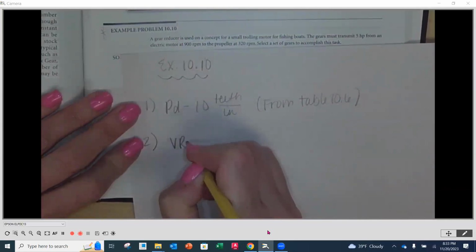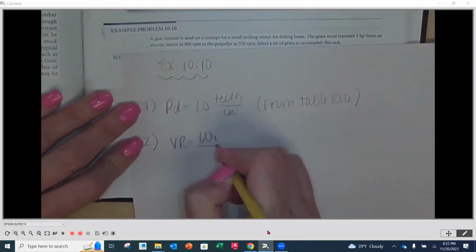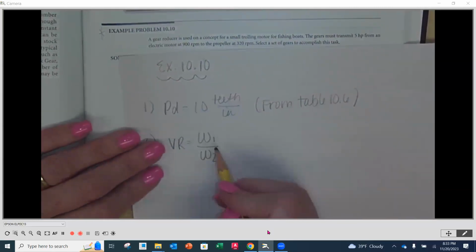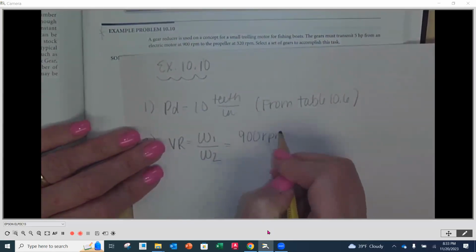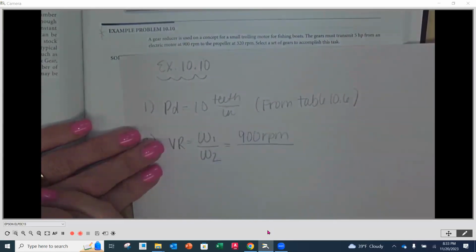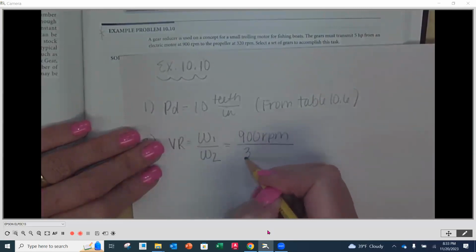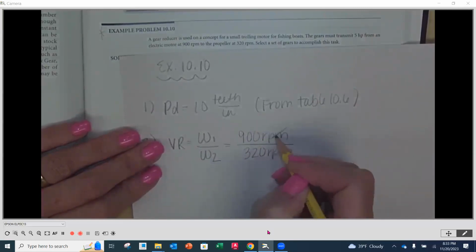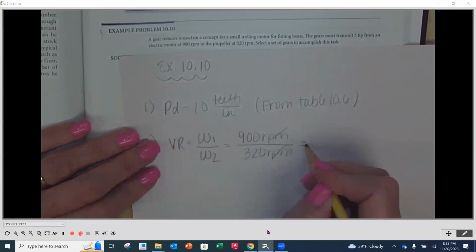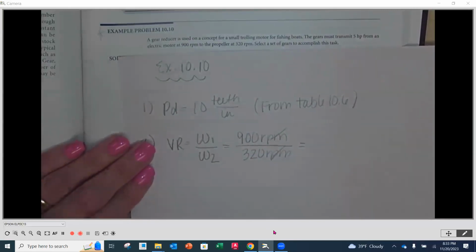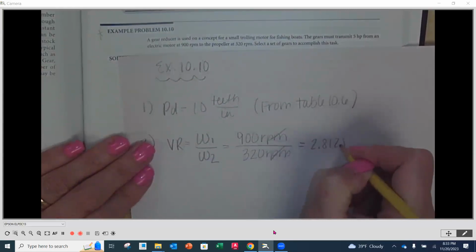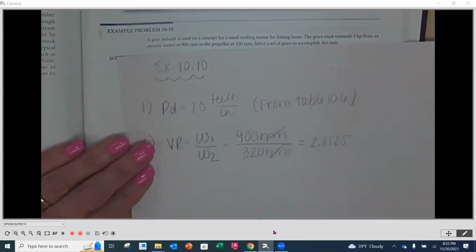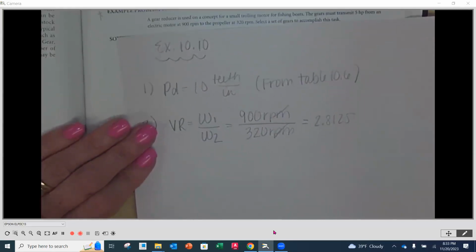We're going to say velocity ratio is equal to W1 divided by W2. Now, W1 is on the pinion, the faster moving one, and we know that to be 900 RPMs, divided by the slower moving, which is 320 RPMs. So this cancels out, and our velocity ratio is going to come out to 2.8125. Unitless because the RPMs cancel out.